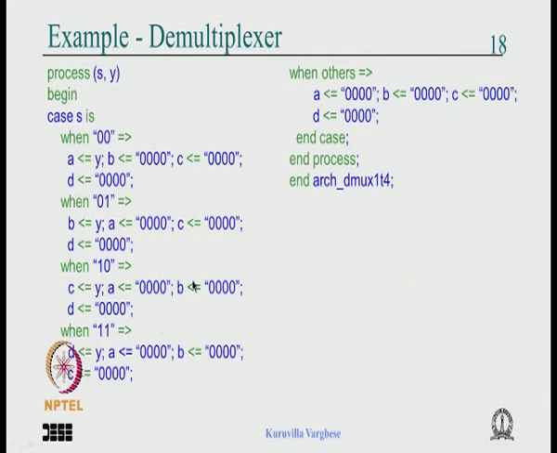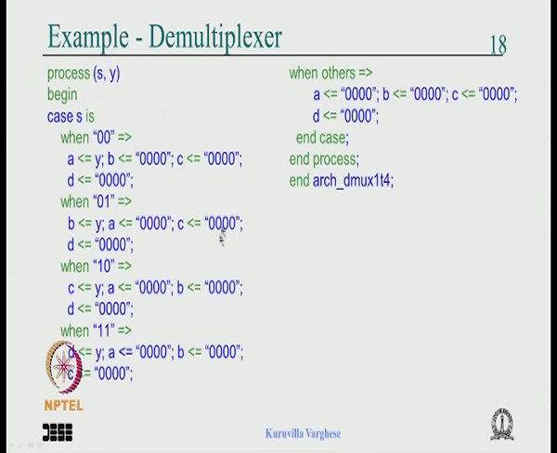So let us take some example. We have seen the example code for a demultiplexer. I am not even showing the entity definition, but if you refer to the last lecture, this is a 1 to 4 demultiplexer. Here Y is the input, A, B, C, D are the outputs. That means 1 input is demultiplexed to 4 outputs. S is the select line. Since there are 4 outputs, the select line is 2 bit.